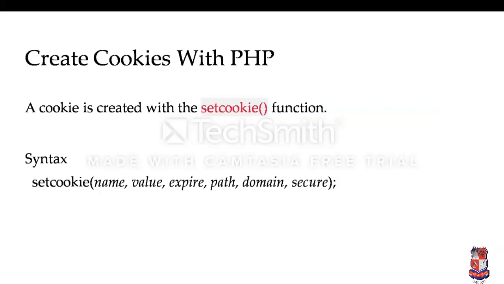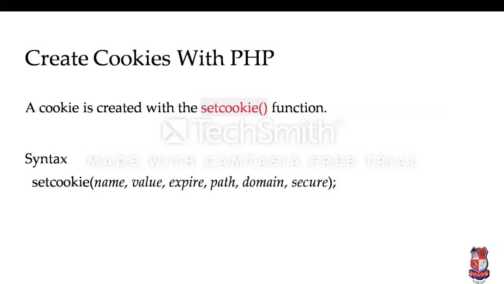In the path parameter, websites have many directories, so we have to mention here the directories for which the cookie is accessible. But if we want it to be accessible for all the directories or for all websites, just give /. The domain parameter is for websites that have a domain name or subdomains. So for which subdomain or domain the cookie should be accessible is given in this parameter.